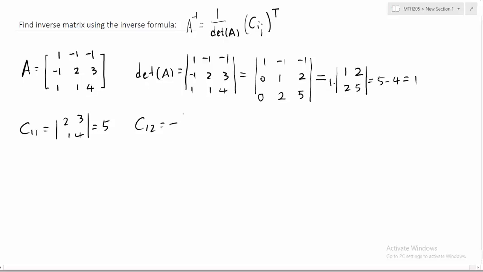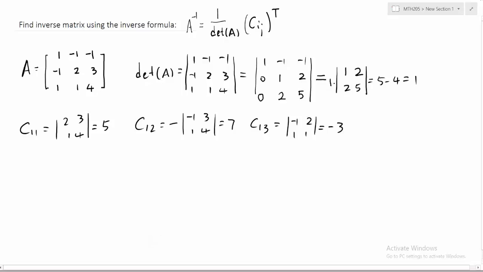And then we remove the first row, second column, we have -1 and 3 and 1 and 4. And then we will have 7. Okay. And continue, we have C13 is going to be equal to -1, 2, and then 1, 1 over here. And we end up with -3. Okay. So now we finished the first row.